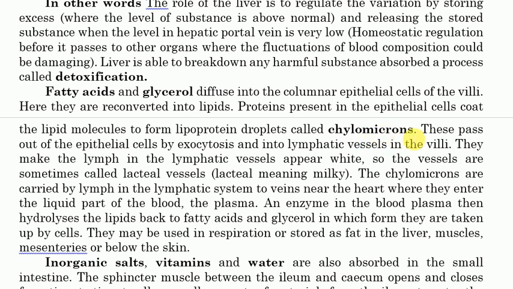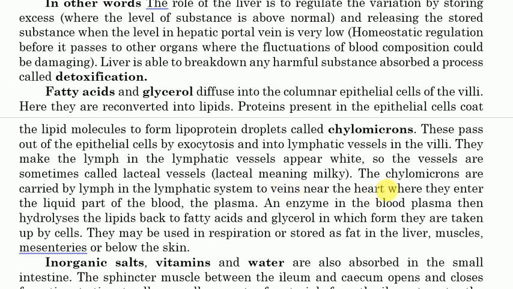Chylomicrons. Then these pass out of the epithelial cell by exocytosis and into the lymphatic vessels in the villi. They make the lymph in the lymphatic vessels appear white. It is these fats that make the lymph appear white. So the vessels are sometimes called lacteal vessels. Lacteal means milk. Lacteal vessels appear white.